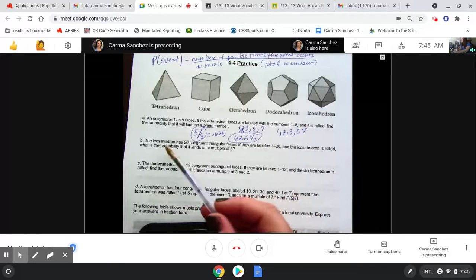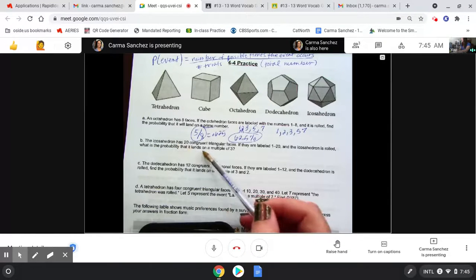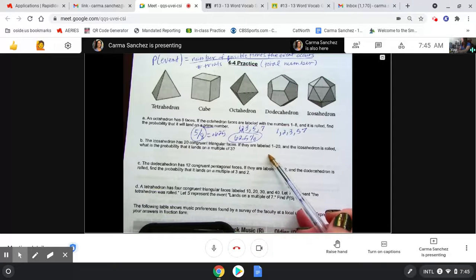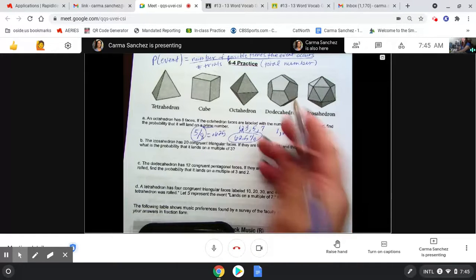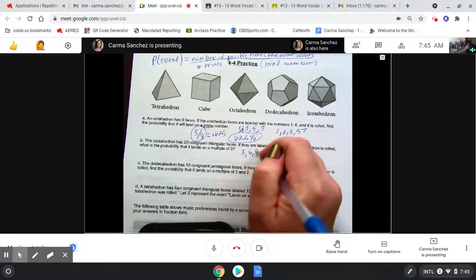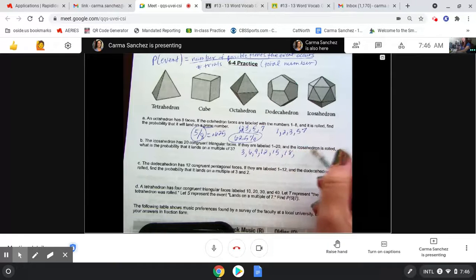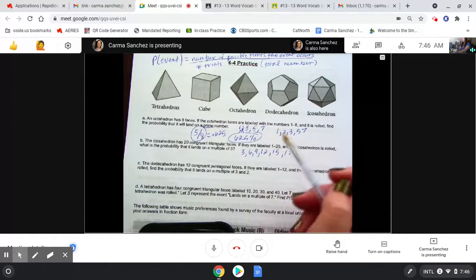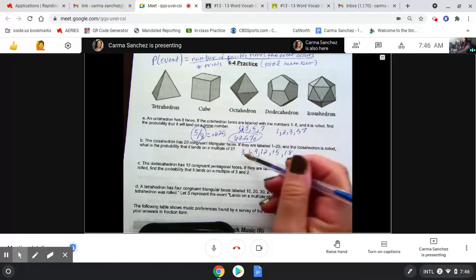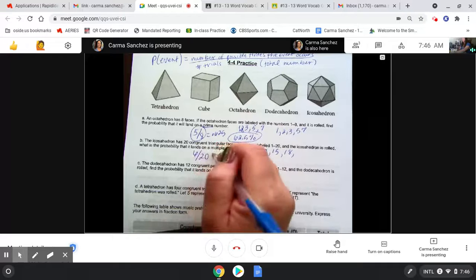All right, an icosahedron has 20 congruent triangular faces. They are labeled 1 through 20. When it's rolled, what is the probability it lands on a multiple of 3? So for the numbers 1 through 20, there's 3, 6, 9, 12, 15, 18, done. 1 is not, 2 is not, the numbers in between are not multiples of 3. So there are 20 possible sides, and there's 1, 2, 3, 4, 5, 6. 6 possibilities out of 20 is our fraction.